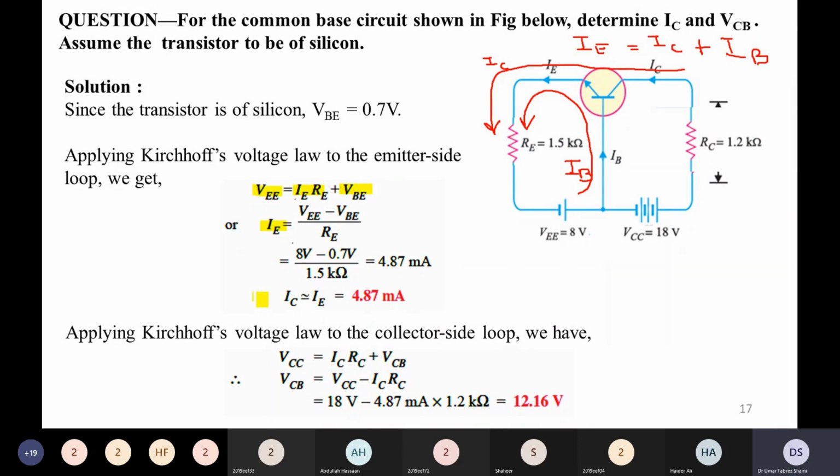Now at the end, it has written that IC is approximately equal to IE, which is equal to 4.87 milliampere. Why is IC approximately equal to IE? Why is the collector current approximately equal to the emitter current?